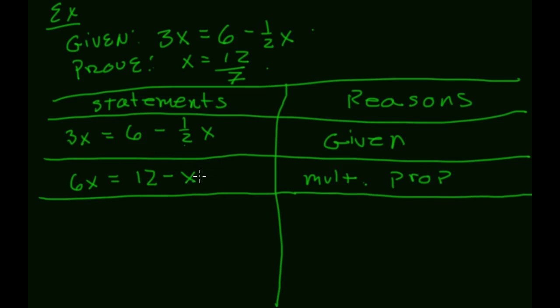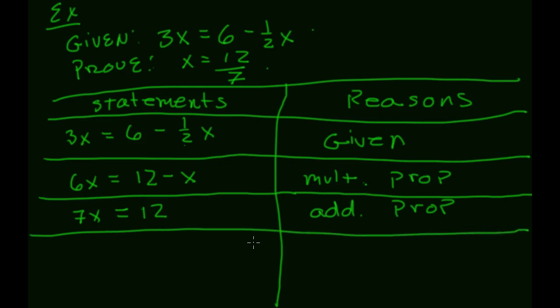Okay, so I think my next move here would be to add x to both sides. So if I add x to the left, I'm going to get 7x. If I add x to the right, I get 12. I added something to both sides, so this is the addition property.